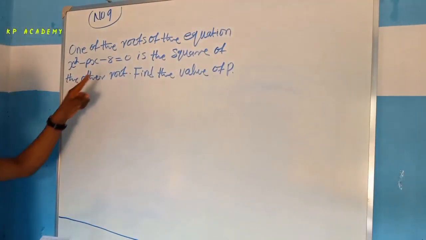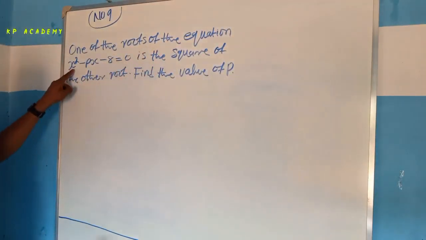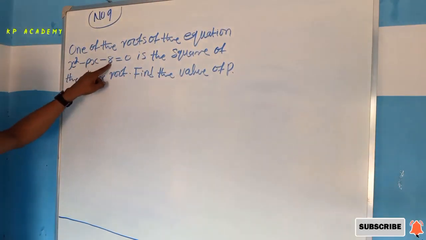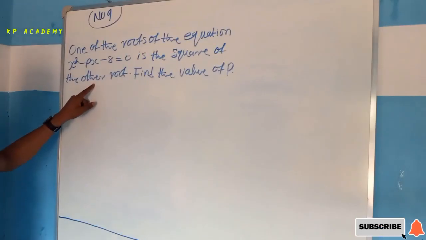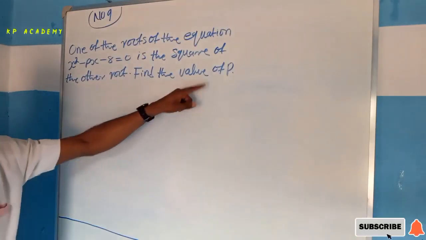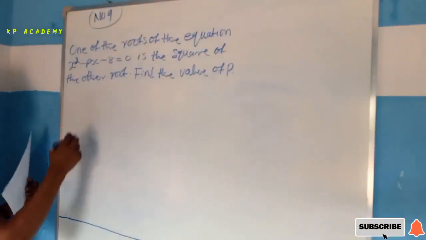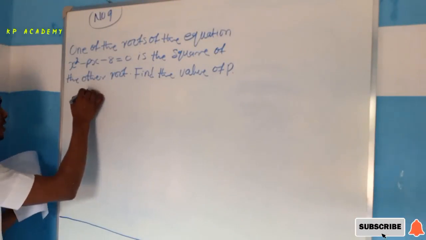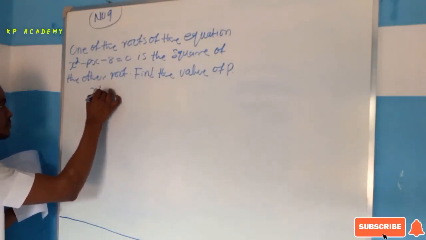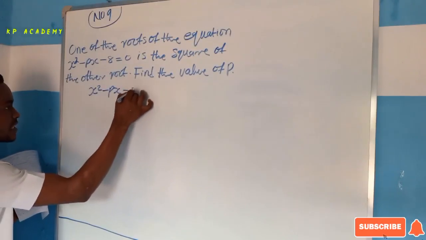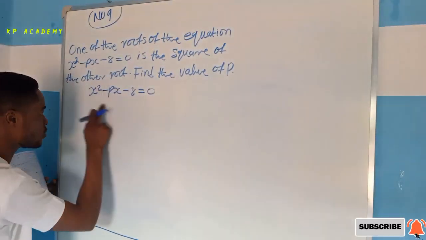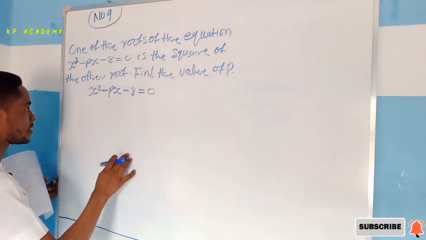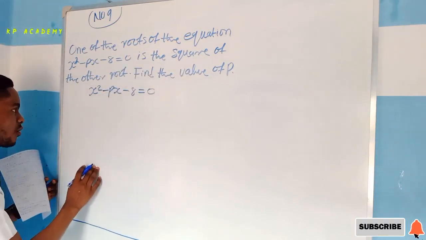It says one of the roots of the equation x squared minus px minus 8 equal to 0 is the square of the other root. Find the value of p. First look at the quadratic equation they're talking about, x squared minus px minus 8 equal to 0. They say that one of the roots of this equation is the square of the other, and we should find the value of p.